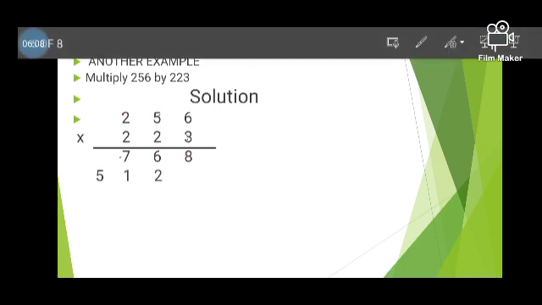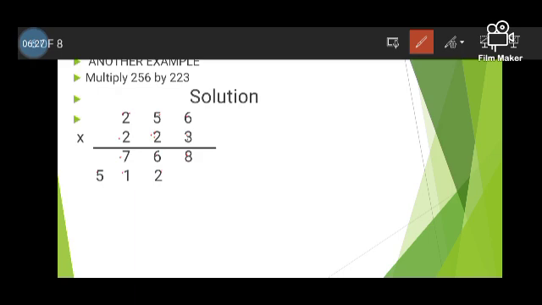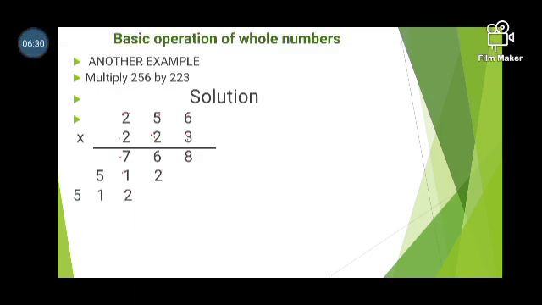Next one. 2 times 6 is 12. 2 times 5 is 10 plus 1, 11. 2 times 2, 4 plus this one, 5. Same thing for this last 2. It still gives 5, 1, 2.